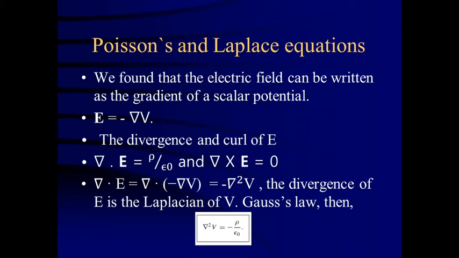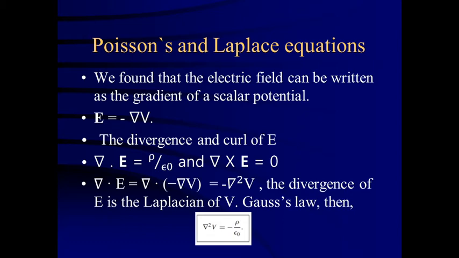Now using the same equation, E is equal to minus del V, we can obtain the Poisson's equation. The del operator can operate on the electric field in two different ways. Either it is going to be del dot E or it is going to be del cross E. Del dot E is equal to rho upon epsilon 0, and del cross E is equal to 0. That is for electrostatic conditions.